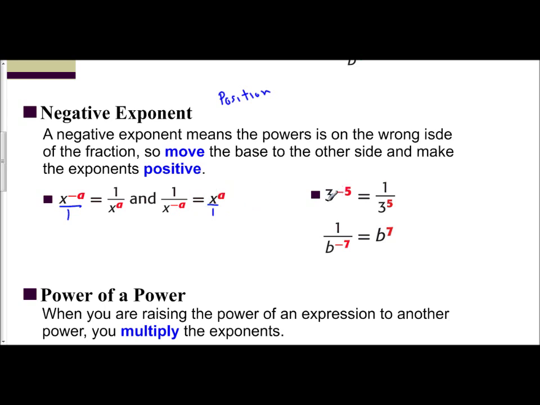So if you have 3 to the negative 5th, that tells you put 1 over 3 to the positive 5th. If you have 1 over b to the negative 7th, then you're going to move the b to the negative 7th to the other side and make the exponent positive to get just b to the positive 7th. So negative exponent's a little tricky for people to understand because negative has nothing to do with the sign. It has to deal with the position of the expression. It means it's on the wrong side, so move it to the other side and make the exponent positive.